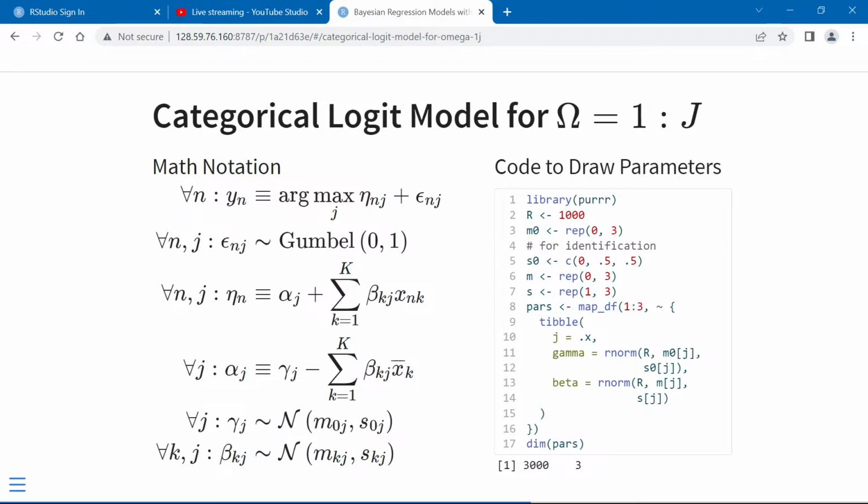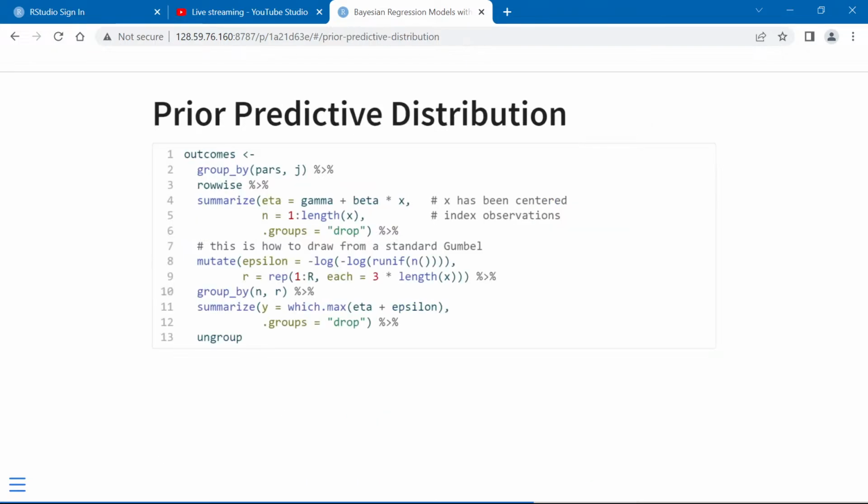And for each of the 3, let's say, brands of orange juice, we can create a tibble that has intercept and a coefficient. You can do this with more than one predictor, but here I'm just doing it with 1, and that's going to give us 3,000 draws. 1,000 draws for the intercept and the coefficient for each of the 3 purported brands of orange juice under consideration. So then how will we draw from the prior predictive distribution? Well, we're going to have to do it one brand of orange juice at a time. Group by brand of orange juice, then do it row-wise.